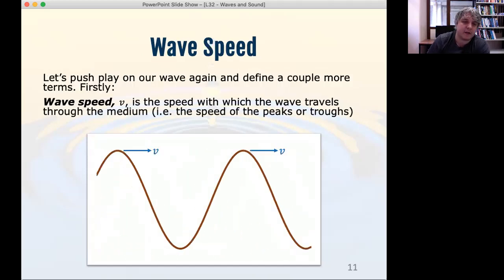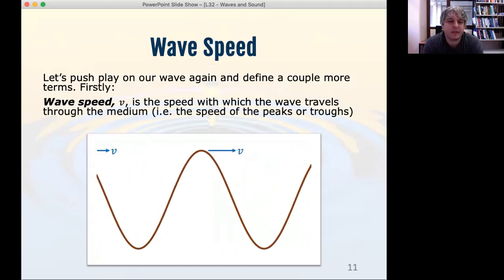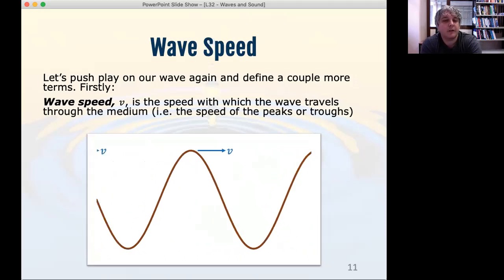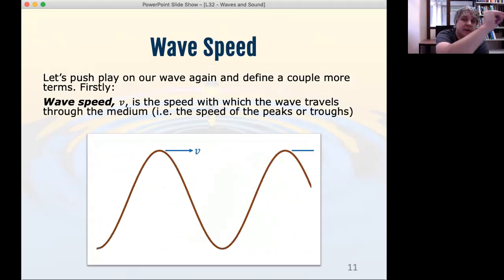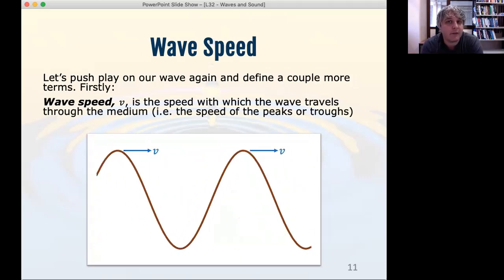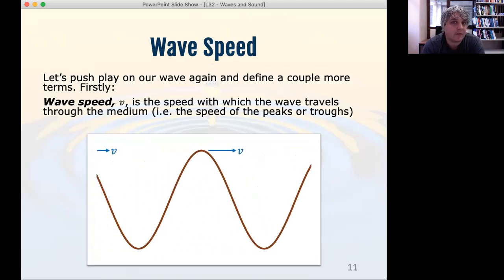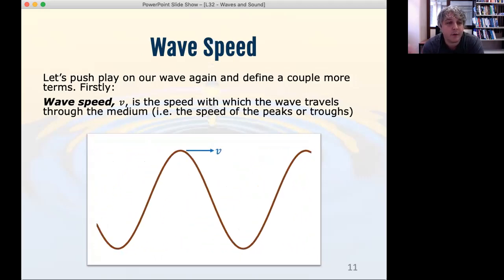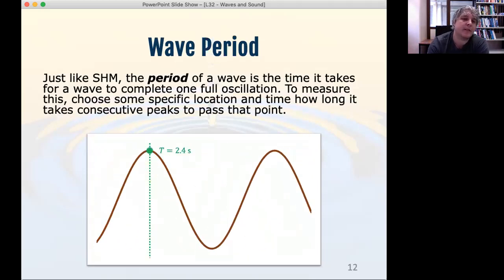So I'm going back a slide again. For this wave speed, you do measure a time. You might measure the time it takes for one trough to cross the screen, to go from there all the way across to there, and you might time that, and then you figure out the wave speed. You need that time in order to calculate the wave speed. But that's a different time than the wave period.